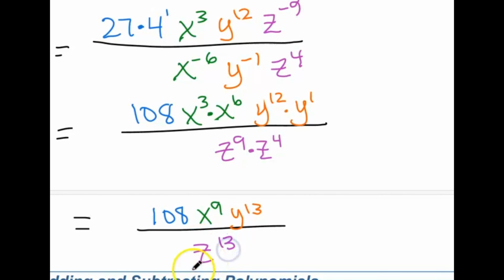All right, and now we know that's all the way simplified because we check for those 3 things that we talked about, right? Reducing any coefficients if we can, get the x's together, y's together, z's together, and then make sure we have no negative exponents.